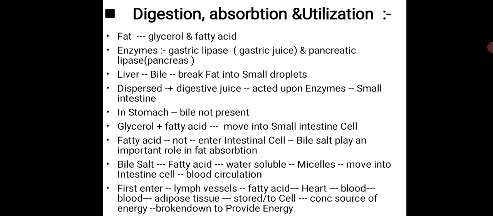Then the next point is the digestion, absorption and utilization of this fat. How is this fat absorbed and utilized by our body? When we eat food that contains fat, what happens? Food contains protein, carbohydrate, all, but here we are only talking about what happens to the fat in the food we eat, how our body absorbs it and how we utilize that fat.